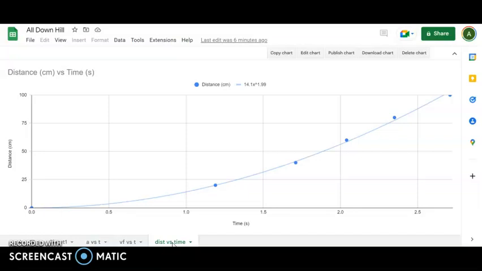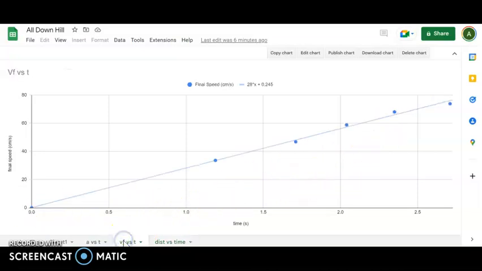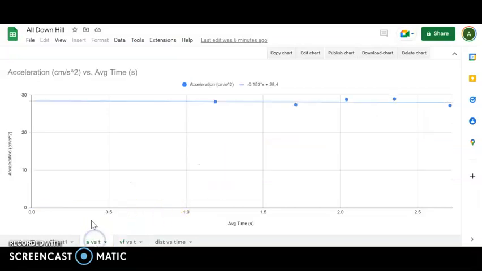What we have for these three graphs are for the distance versus time graph, it now starts at 0 and curves upward. The velocity versus time graph, it starts at 0 and it doesn't curve upward, it goes upward linearly. And our acceleration graph is a horizontal line. And we'll be looking at the analysis questions in our all downhill lab sheet as we consider these graphs.